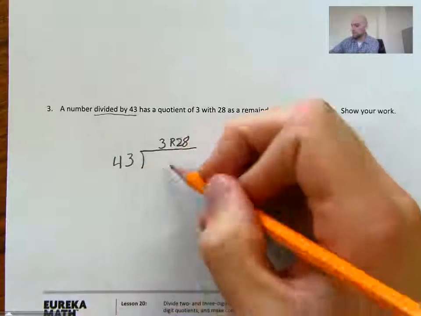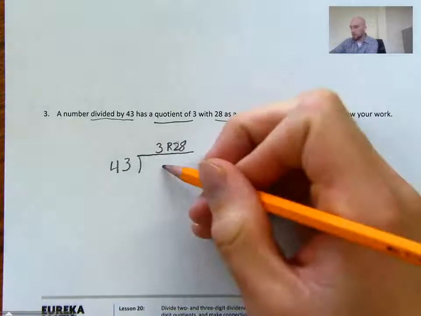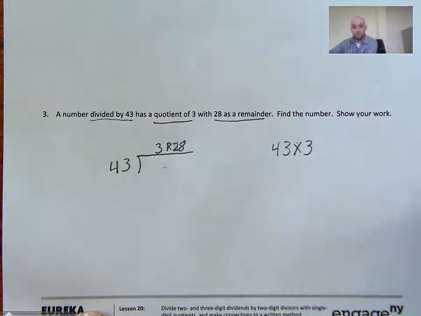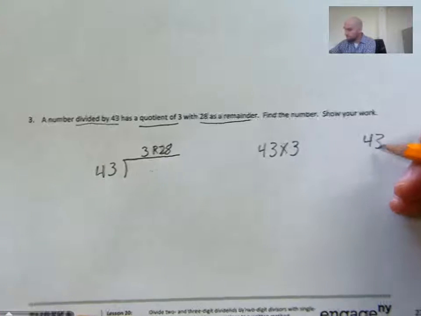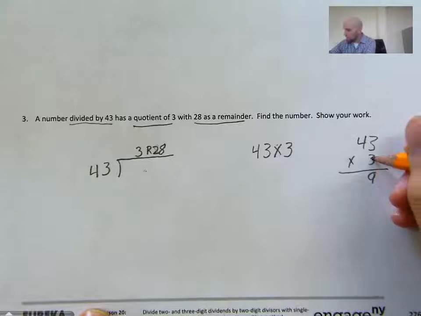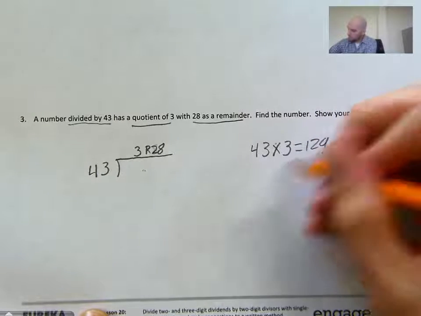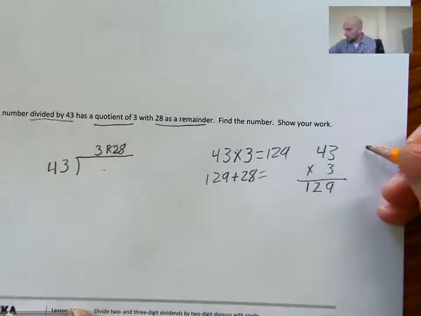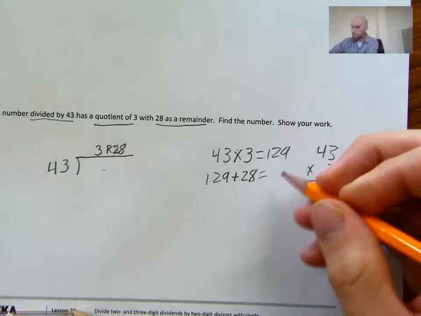So if I multiply 43 times 3 and I add 28, I should get this number here. So 43 times 3, because multiplication is the inverse of division. Well, I'm going to do it the other way. 43 times 3, 9. I get 129. 129 plus 28. So I'll do over here, 9 plus 8 is 17, 7, carry the 1. We get 157.